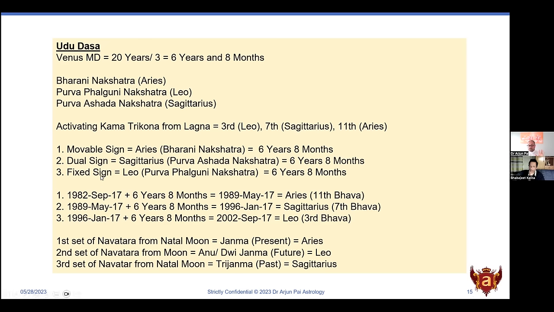Understood? Yes. Next phase, dual sign, Sagittarius will be active. So from 1989 May, 6 years, 8 months, that will be 1996 January, 17th January 1996, Sagittarius, seventh bhava will be active. Seventh house, yes. And then the third is 1996 January to 6 years, 8 months, 2002. So 20 years, 1982 to 2002. That will be this period. Leo will be active. Correct.